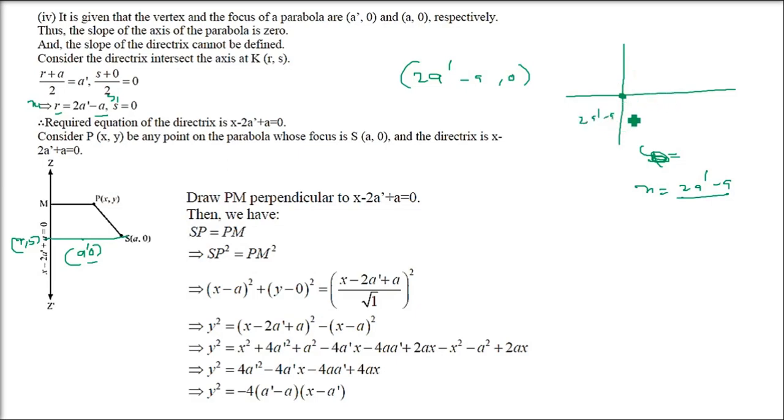Since we have the equation of the directrix, and since we have the point has come as 2a dash minus a, we have already seen that. So we can make it as ax plus by plus c. Take the constant term on the left hand side, x minus 2a dash plus a equals 0. This is the equation of the line. And what about the distance? Distance of x, y from this line, distance of the point from a comma 0, and just rearrange.